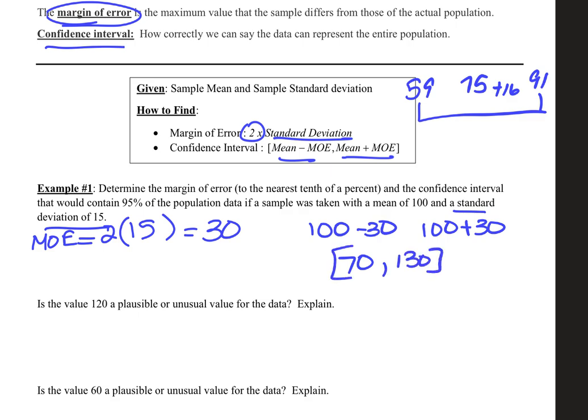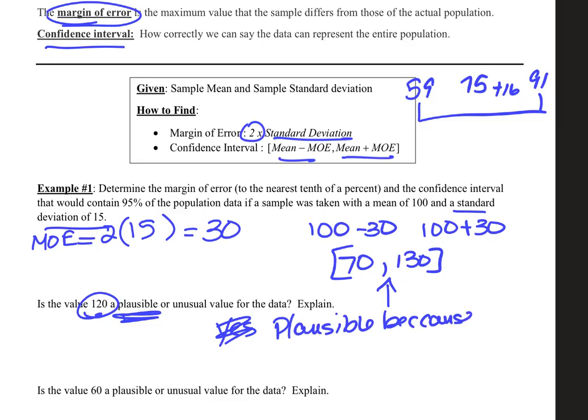So if someone came up to you and said, oh, my data, and I did this personally, I got 120. Does that seem correct? Does that seem like it was a plausible answer? So a plausible answer is inside the confidence interval. So this one, yes, it's plausible. Oh, I guess it's not a yes or no question. It's plausible because 120 is in the confidence interval.